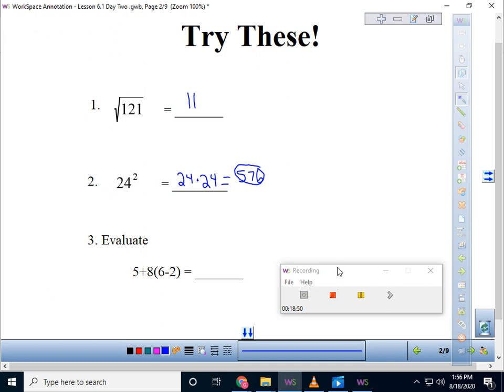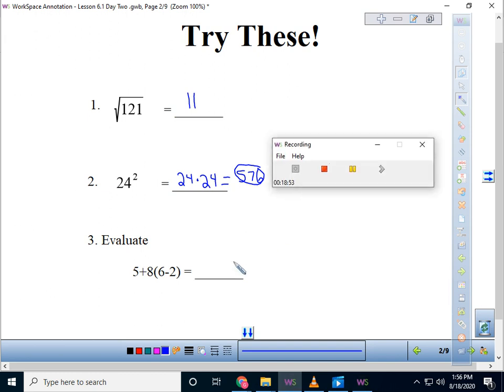Now, on this last one, we want to use our order of operations. So what do we want to do first? We want to do grouping first. So 6 minus 2. 6 minus 2 is 4. So I have 5 plus 8. Now what does it mean when there's no symbol in between a number and a parentheses? That's assumed multiplication. So we can replace this now. We know there's a multiplication dot. And 6 minus 2 is 4. So we're done with the parentheses.